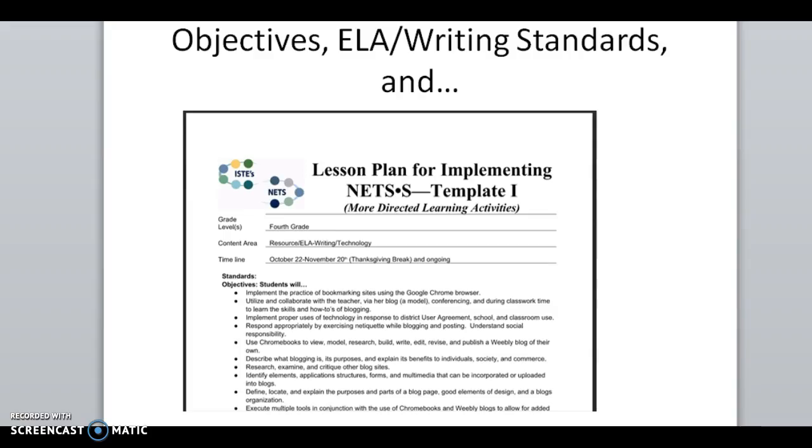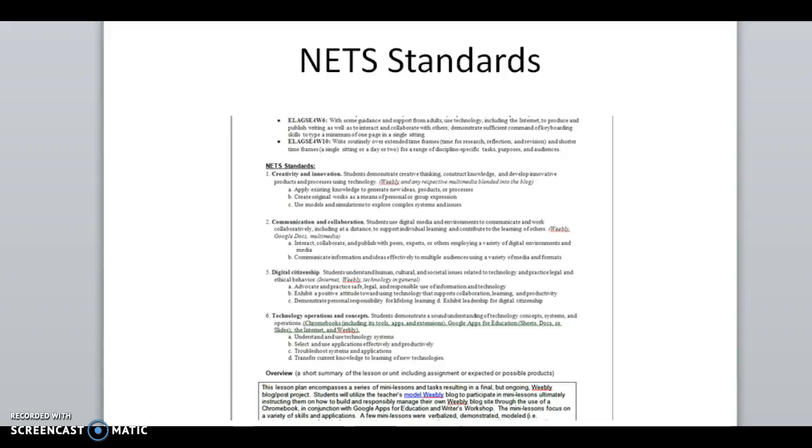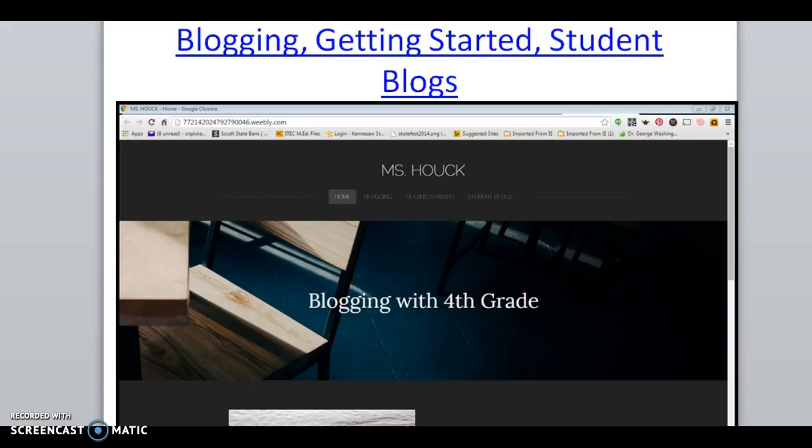I decided to co-teach a class with Miss Harrell, who is a fourth grade teacher, and we sat down and hashed out the objectives. We wanted the students to be able to learn how to blog using ELA writing standards as well as the NET standards. I thought it was important to model a blog to students while teaching them. Therefore, I created a blog of my own.